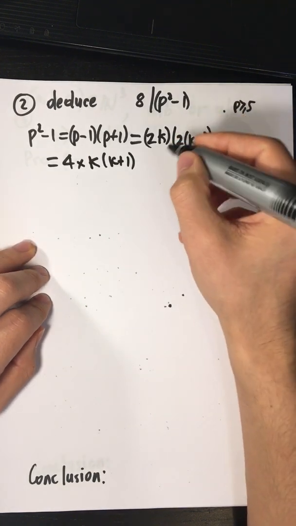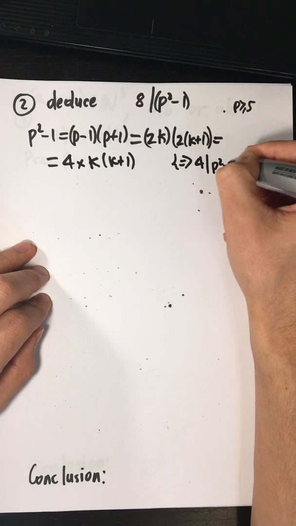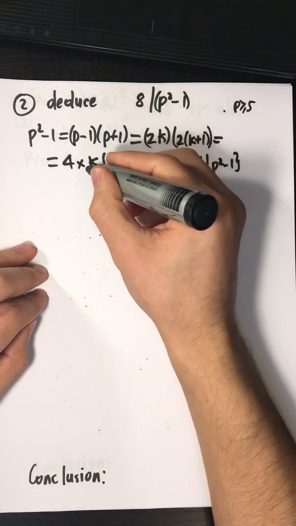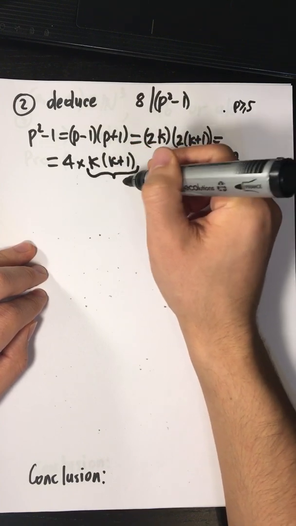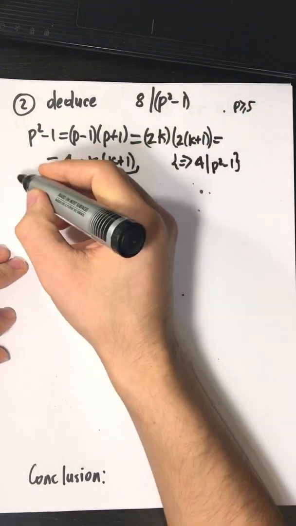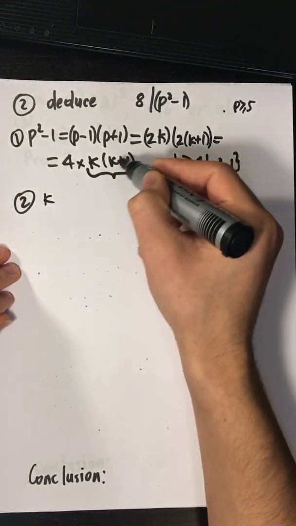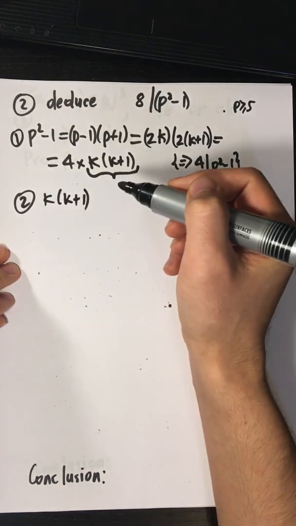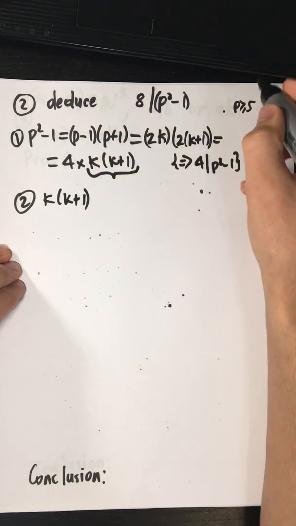Right now, from this I know that 4 divides p squared minus 1, but my goal is not 4. I need to have 8 here. That's why I continue. I need to focus on this one. If I prove that 2 divides this, then that's it, I can get 8. So this was the first step, and the second step is I focus on this. I take k plus 1. My goal is to prove that 2 divides this. Now imagine k is an integer. K is an integer in our case. Let me mention that here.